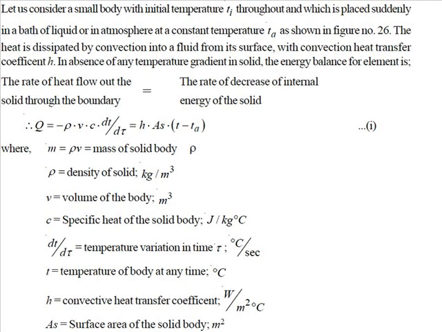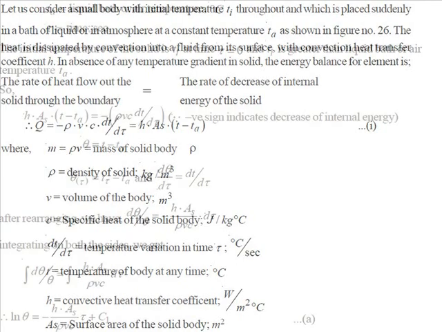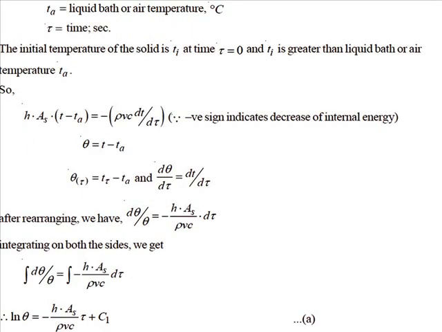So I hope, friends, equation 1 is very much clear to you. The nomenclatures are also discussed. Plus you can see Ta is the temperature of the surrounding air or the temperature of the liquid bath in degree Celsius, and tau is the time. So when the initial temperature of the solid is Ti and when time is 0, that is our first boundary condition.